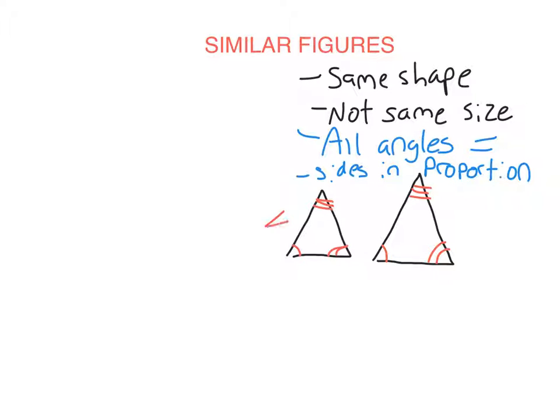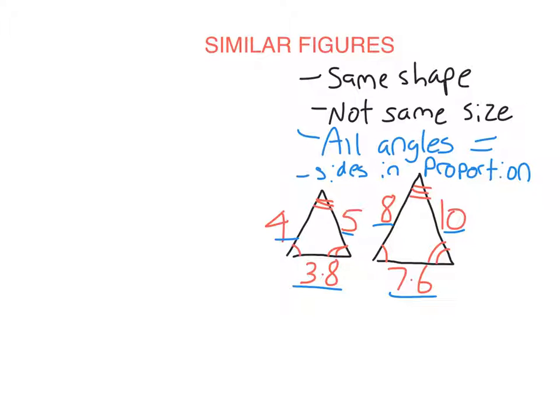So for example, this one might be 4, 5, and let's say 3.8. Sides in proportion, they might be, say, double the size of the sides in the smaller shape when I look at the larger figure. So in the larger triangle, if I have, say, 8, 10 and 7.6, each side in the larger figure is double the corresponding side in the smaller figure. In other words, I've multiplied each of the sides in the smaller figure by 2 to get the sides in the larger figure. That's what I mean by sides in proportion.